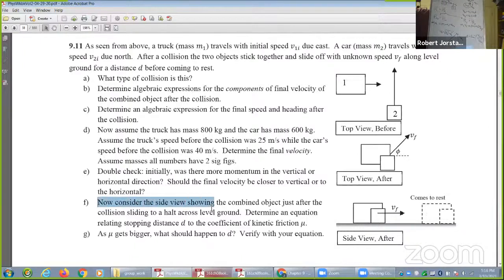Now look what this is. Now consider the side view. Okay. In this case, we see an object that comes to rest after sliding. What type of problem is that?